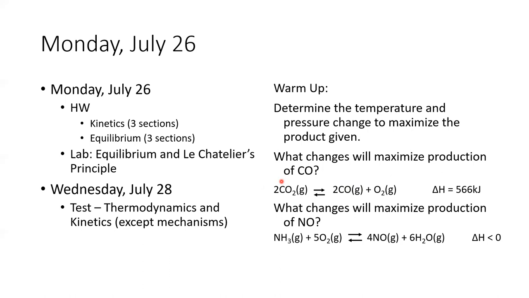You're welcome. All right. So a question asked, how can we tell if it's exothermic? The first reaction was endothermic, and the reason we know that is because the delta H value is a positive value. The second reaction that we're going to look at now is exothermic, because delta H, although it doesn't give us an actual number, saying delta H is less than zero is telling us it's negative. So the second reaction is exothermic.